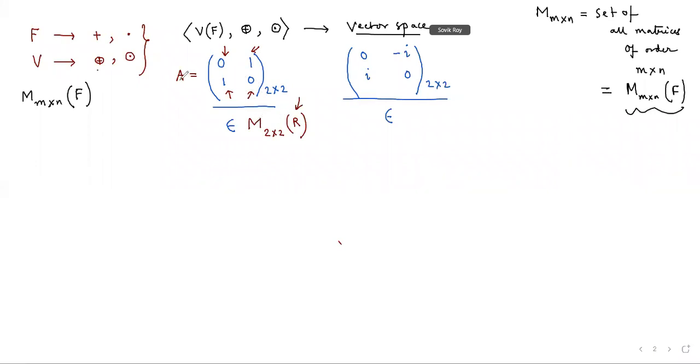So this is a particular matrix which is defined on this structure, whereas the second one is defined on another set of matrices, which is of order 2 by 2 definitely, but it is defined on the set of complex numbers, because these elements are complex numbers, and all these zeros are also considered to be complex numbers, because 0 can be represented as 0 plus i into 0.